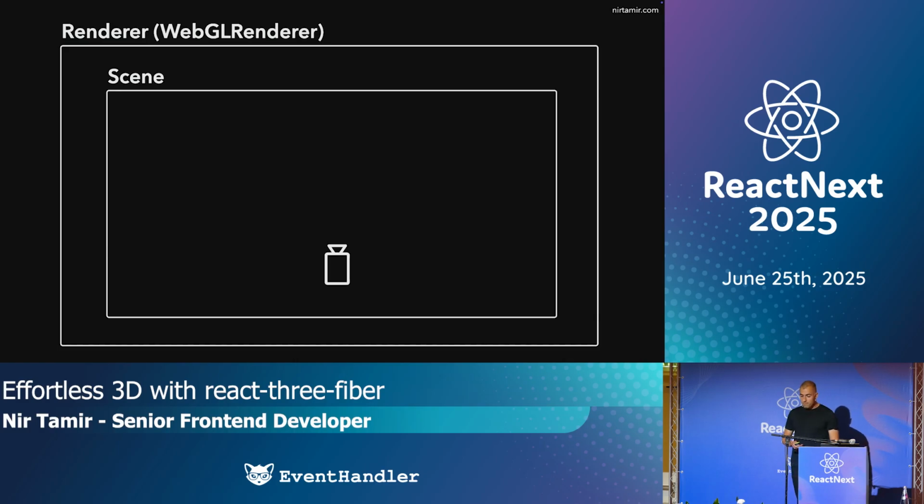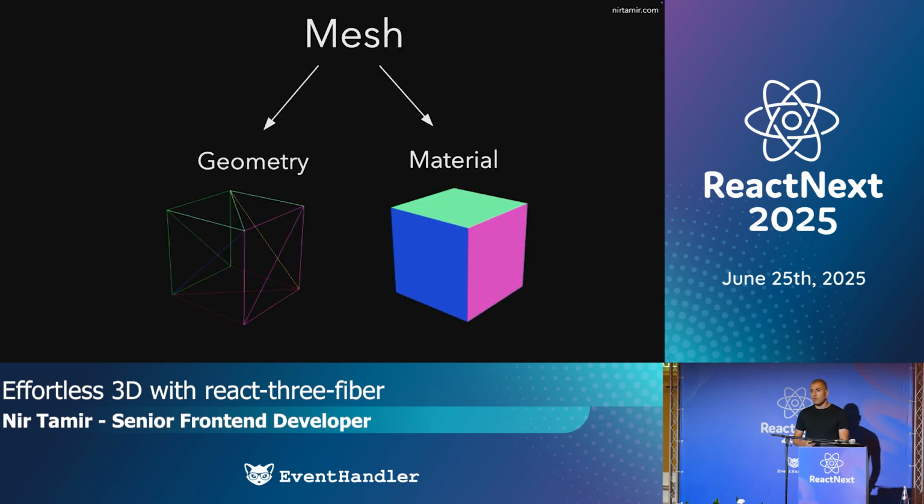Then we have a camera, which is the eyes of the viewer. It defines which part of the 3D scene is visible and how it's projected onto the 2D screen. And then we have lights, so we won't have everything dark. And we have meshes, which are the 3D objects you actually see. A mesh is made of two parts, geometry, which is the shape, and material, which is like the skin.